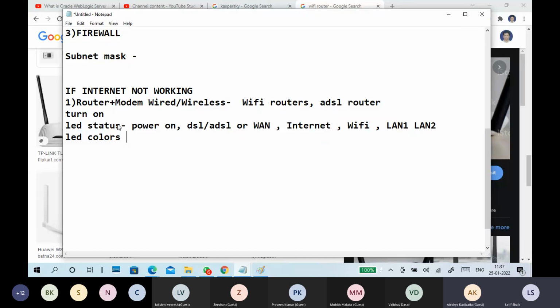Green light means the internet is there. Red light means something dangerous has happened, meaning the internet is not working; there is some problem with the ISP provider. That's why it is showing a red light. So LED colors differ from router to router. It is different, guys. Never think everything is the same.